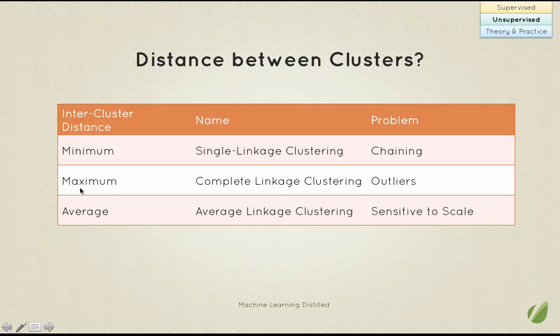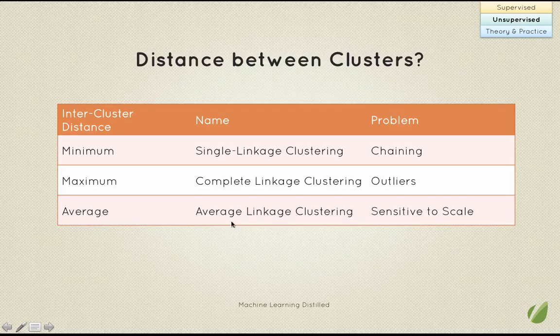Another option is to do the maximum intercluster distance. So in this case, we take the 2 points that are furthest away to compute cluster distance. This is called complete linkage clustering. The problem here is the opposite of the minimum, outliers. We may not merge two very close groups because there's an outlier that makes it appear as if those two clusters are far apart. The last option, which is maybe a happy middle, is the average.